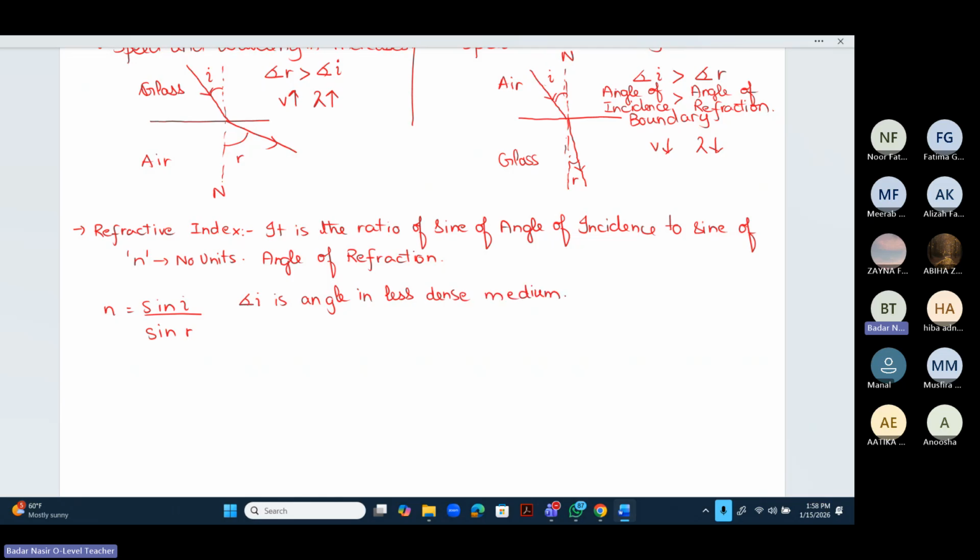And one more important thing, and that is that angle I will always be greater than the angle of refraction. So angle of incidence must be greater than the angle of refraction. Okay. Now let's just take an example.